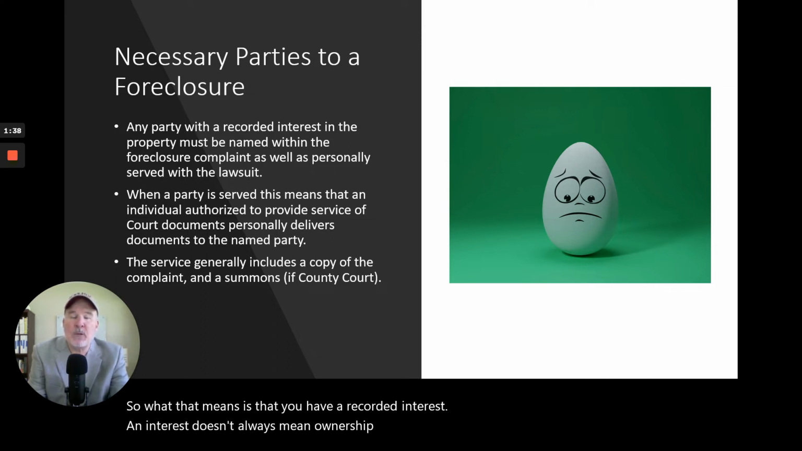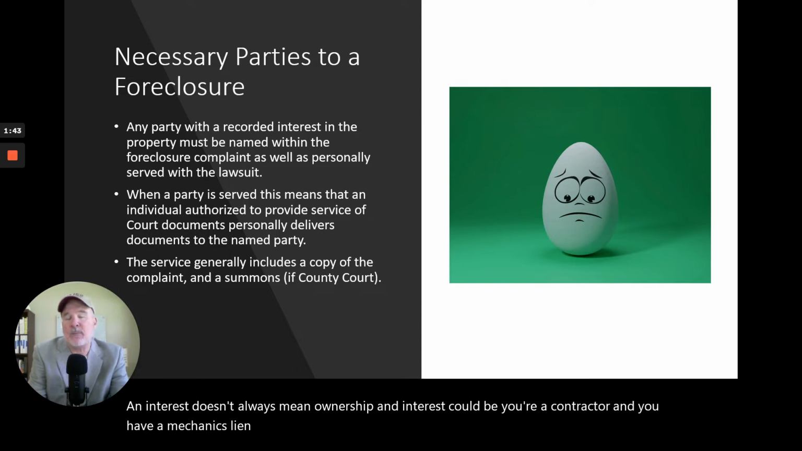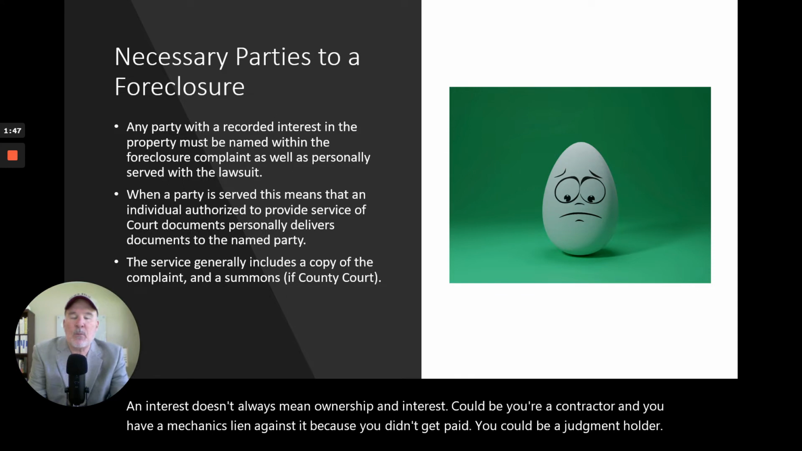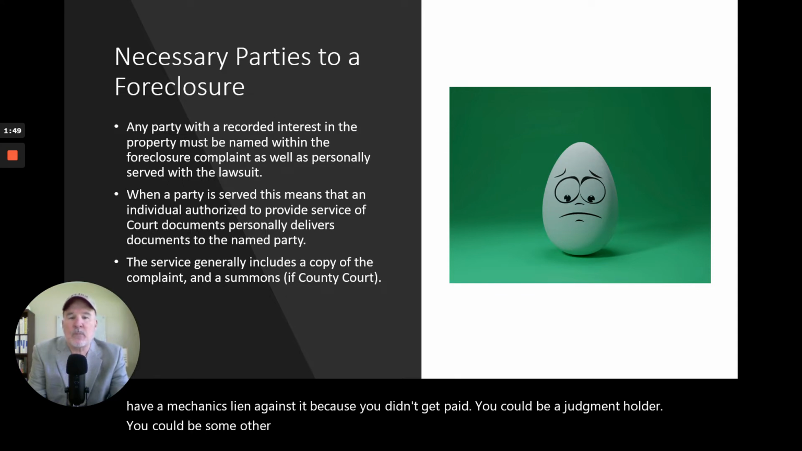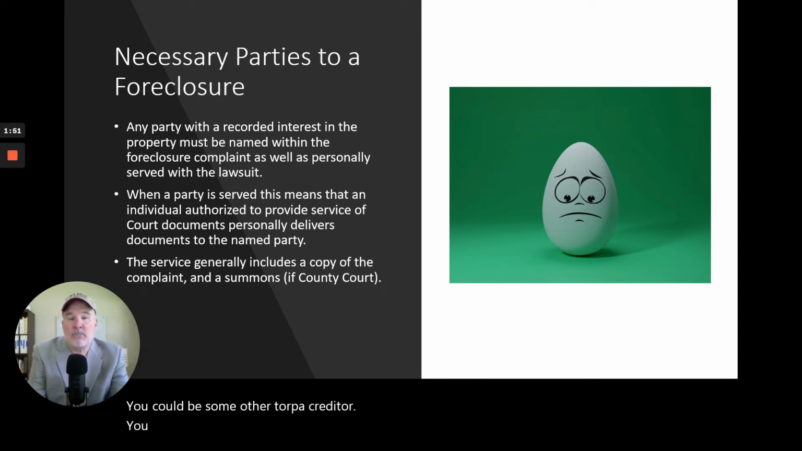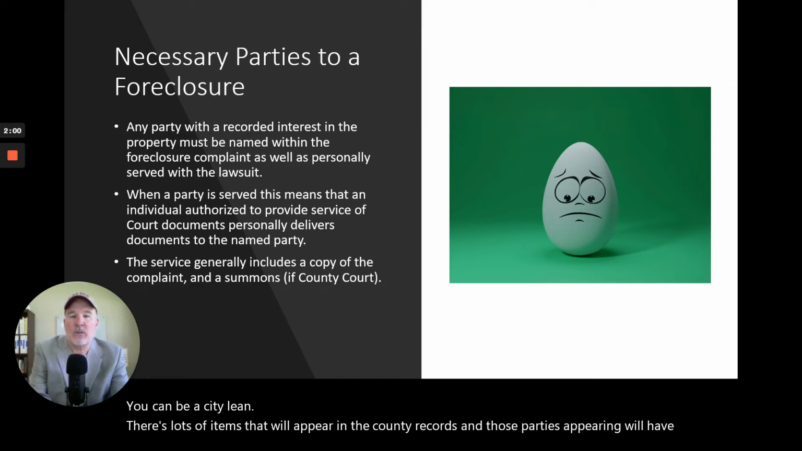An interest could be you're a contractor and you have a mechanics lien against it because you didn't get paid. You could be a judgment holder. You could be some other type of creditor. You can be a city lien. There's lots of items that will appear in the county records, and those parties appearing will have an interest in the property.